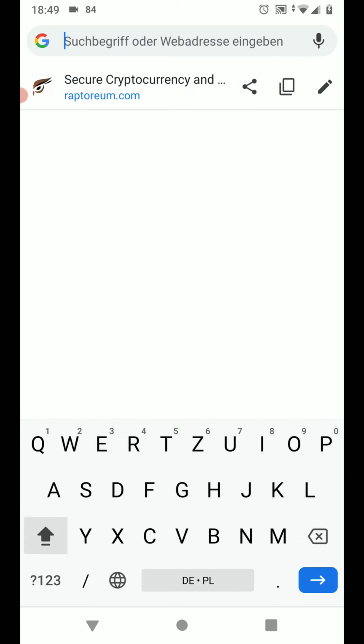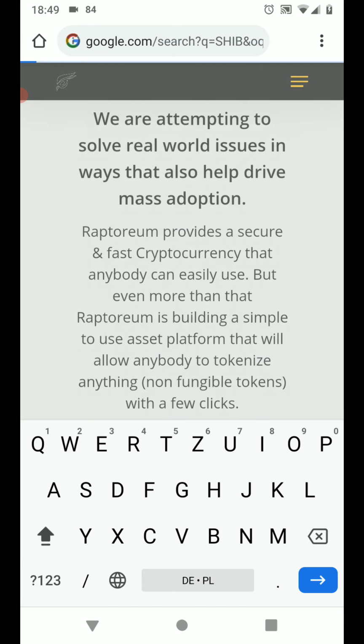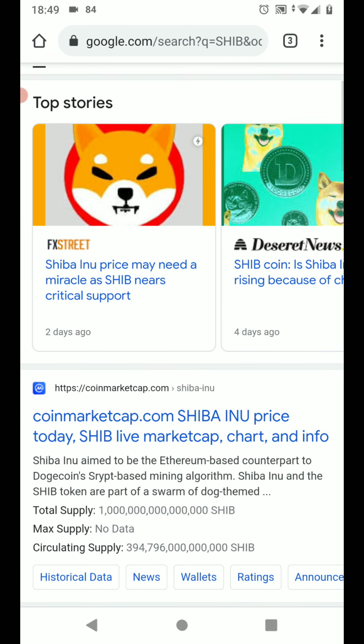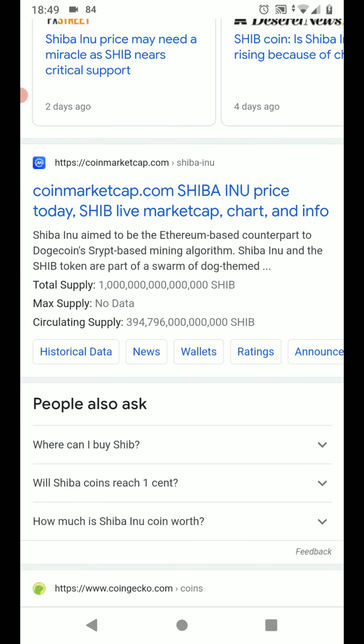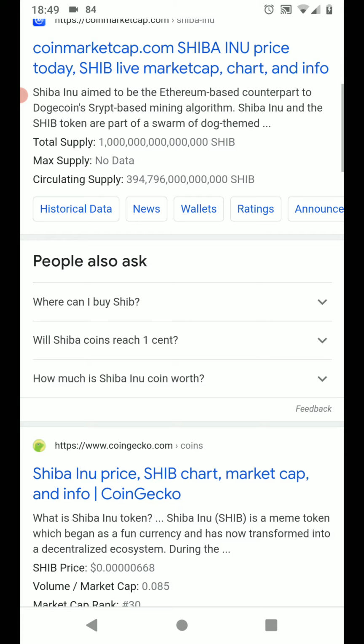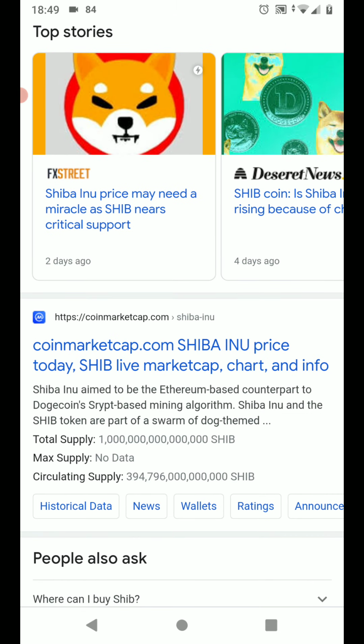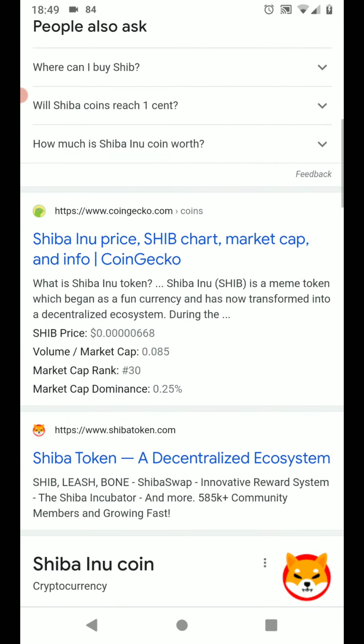Let's go and see Shiba. When you look at this, just look at the total supply. How many zeros are out there? It's insane. But it's just a token. It's not a coin. It's just a token that is stored on Ethereum's blockchain. There's really nothing behind it.